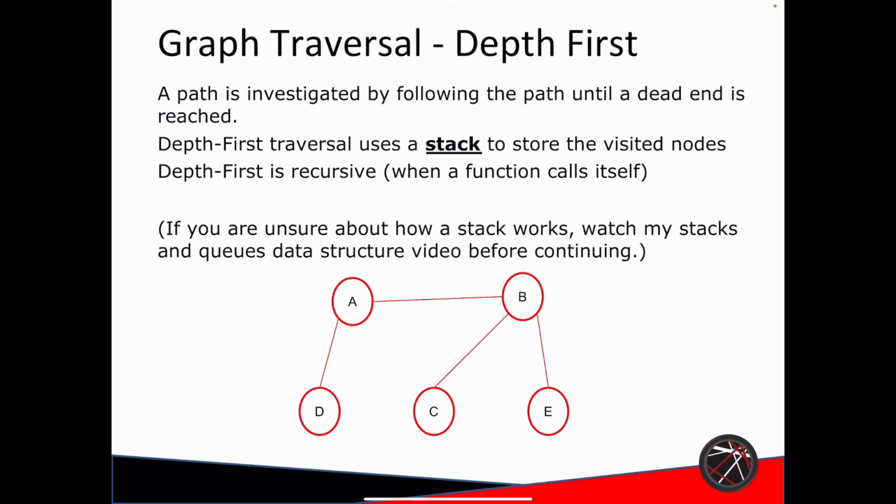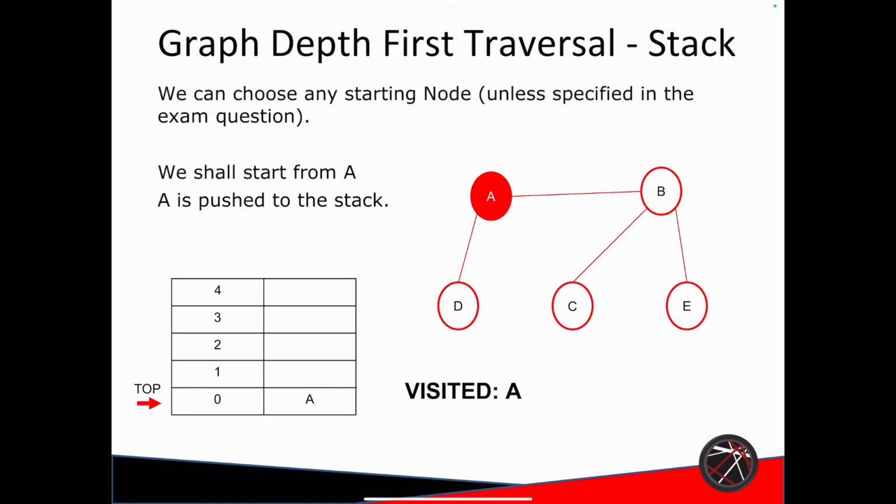What also happens here is that depth first is recursive. In other words, we're going along a pathway until we hit a dead end. So we're going to go from A to D, that's a dead end. Or we can go from A, B, E, and that is also a dead end.